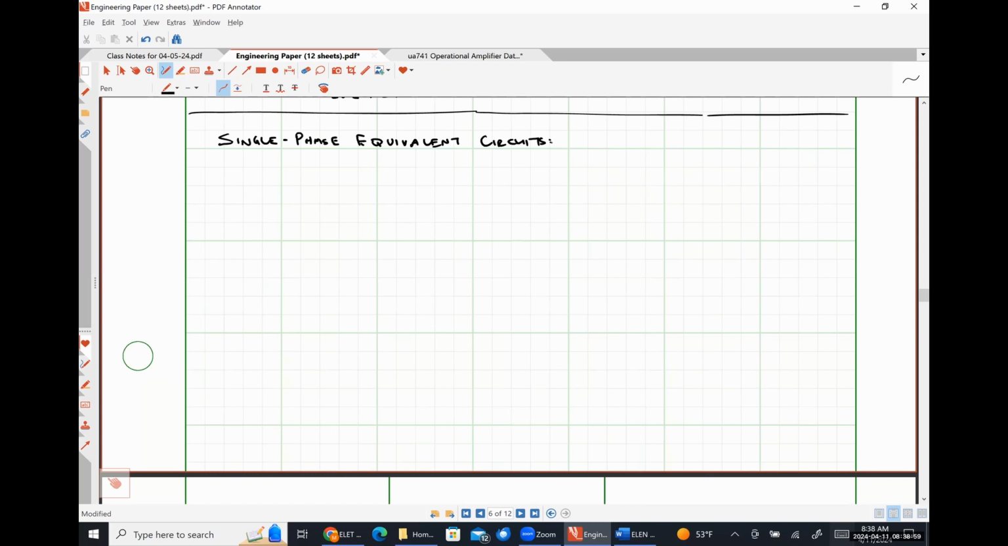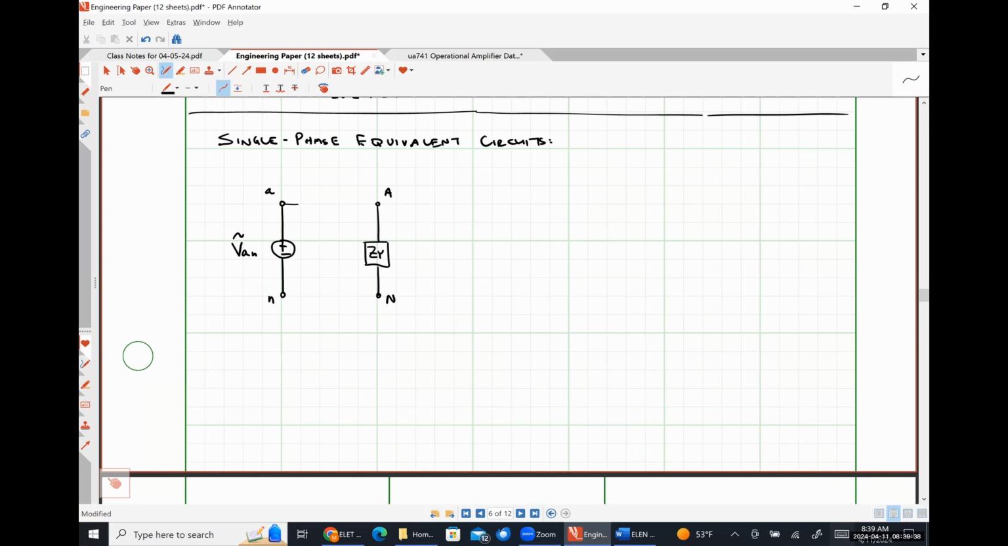So for the A phase, our single phase equivalent circuit is going to look something like this. So here's my lowercase a terminal for my phase voltage. Here's the voltage VAN. Here's my lowercase n terminal. Over here on the right-hand side, I'm going to put my load impedance. It's connected between my uppercase A terminal and my uppercase N terminal.